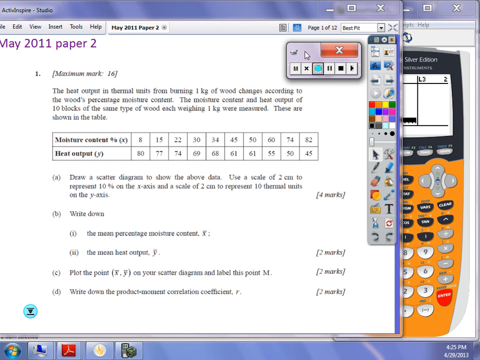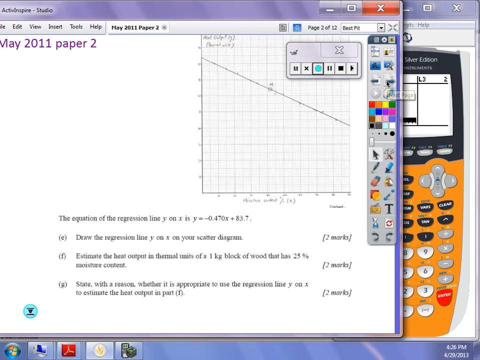Now, remember that a scattergram does not have the points connected; rather, you're just plotting points for each of the data values. Here's a copy of the answer key provided by IB, and the mark scheme given to the teachers is very clear about what you'll receive points for. You'll receive points for having the X and Y axes clearly labeled, so you can see moisture content as a percent labeled on the X axis, and the heat output, the Y values, indicated on the Y axis, and all of the points indicated on the graph.